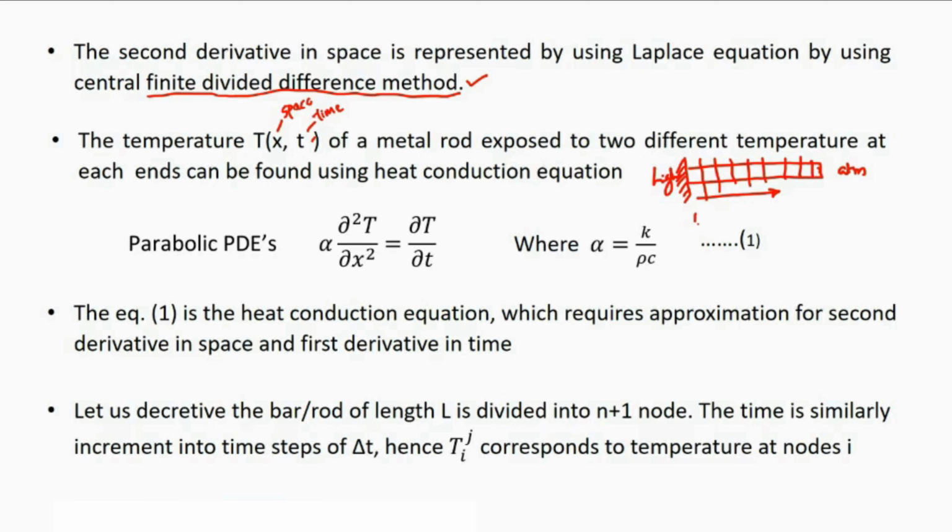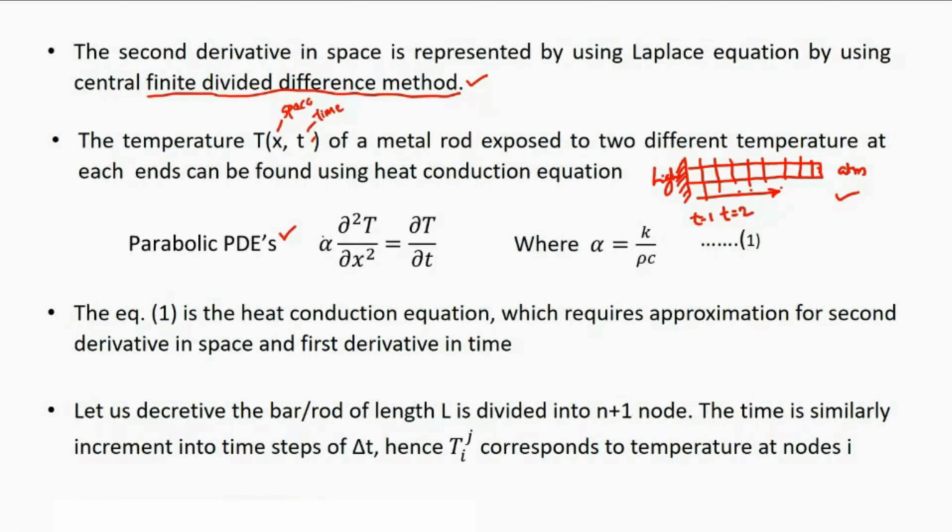So at t equal to 1 second, what is the temperature? At t equal to 2 seconds, what is the temperature? Likewise, with variation in time period, what will be the state of temperature at different time periods? That we are going to compute by using these parabolic equations.